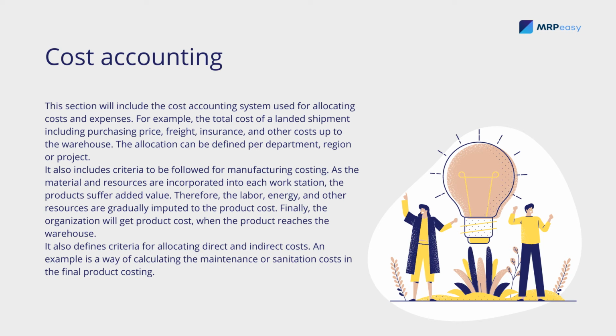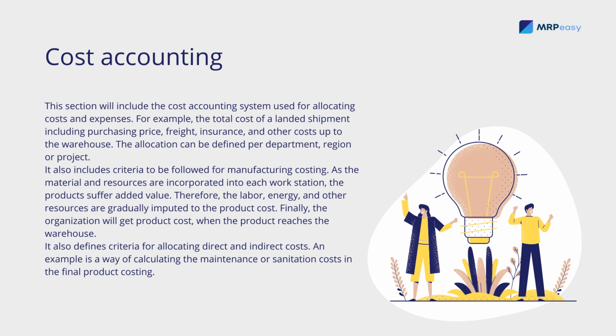Cost accounting. The cost accounting system used for allocating costs and expenses. For example, the total cost of a landed shipment, including purchasing price, freight, insurance, and other costs up to the warehouse. The allocation can be defined per department, region, or project. It also includes criteria to be followed for manufacturing costing.